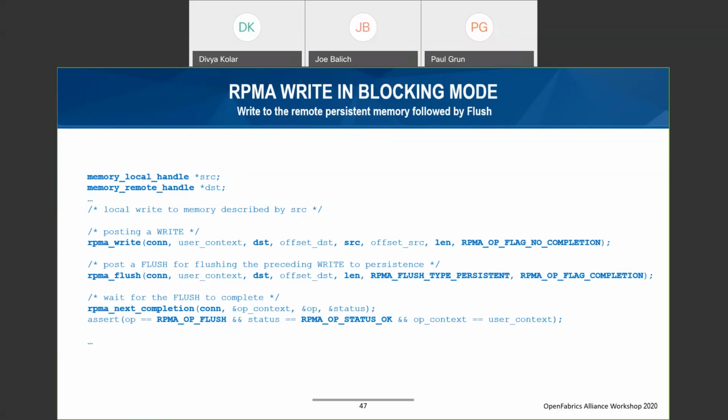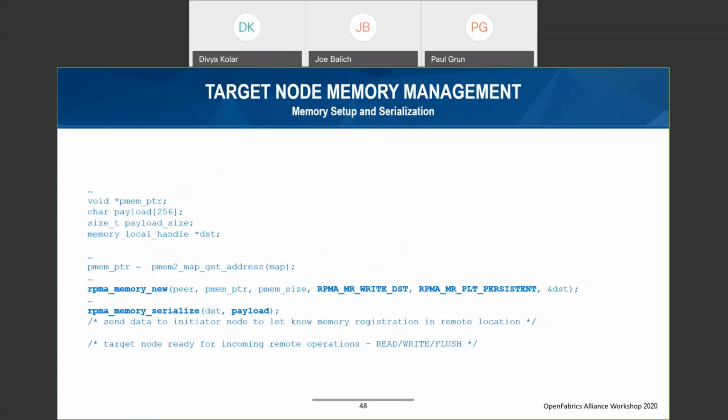So next slide, please. This is a very simple example of how to register the memory. In this case, we just use the PMEM2 library for obtaining the persistent memory. We just create a handle for that. And in this case, we decided that it will be an area where the remote node will write data. So when we create this handle, we could convert it to a buffer of bytes that could be easily transferred to the remote opposite node. Next slide, please.